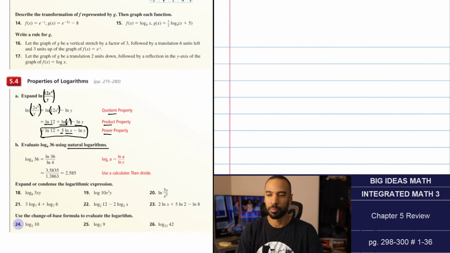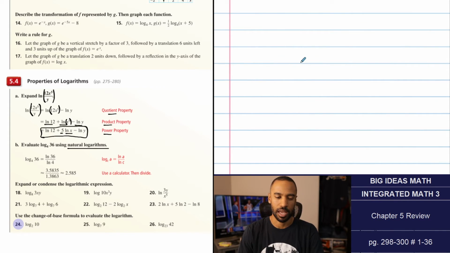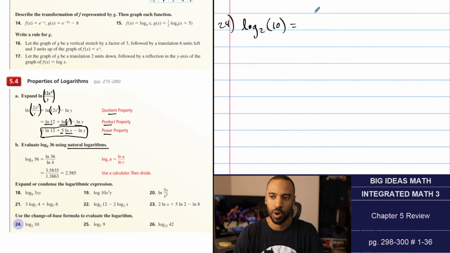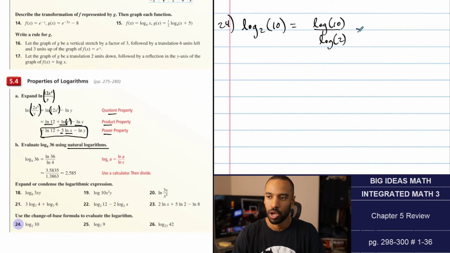All right, let's go to numbers 24 to 26. Use the change of base formula to evaluate the logarithm. This is all in a calculator-based way. Log base 2 of 10. You have one of two options. You can either write this as the log of 10 over the log of 2. I prefer that one. Or natural log of 10 over natural log of 2.